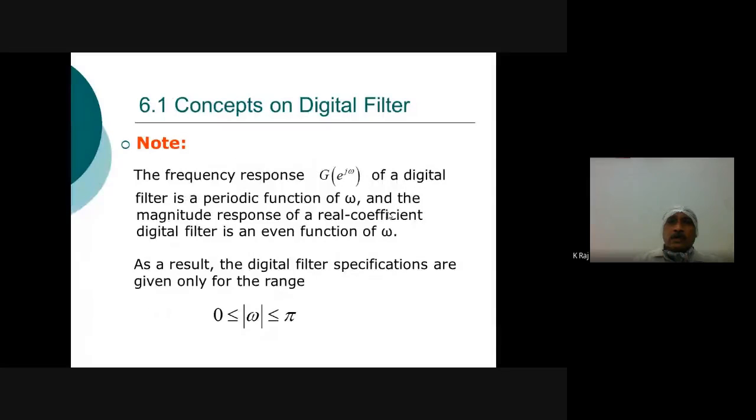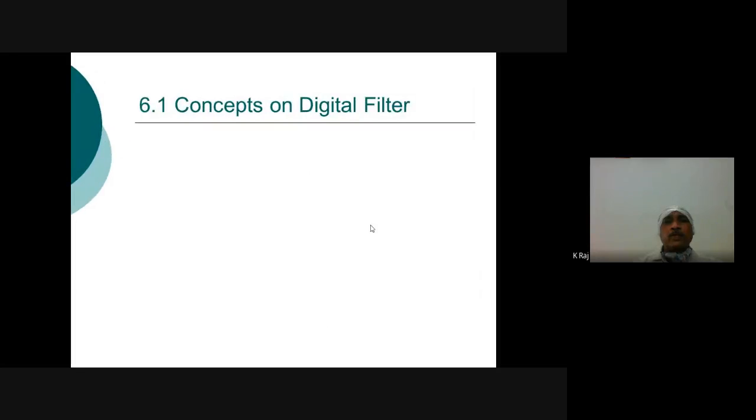Now, the frequency response G(e^jω) of a digital filter is a periodic function of omega, and the magnitude response of a real coefficient digital filter is an even function of omega. And omega, that is the digital frequency, ranges from 0 to pi, that is, mod of omega lies between 0 and pi. That is, the total range is from minus pi to pi.